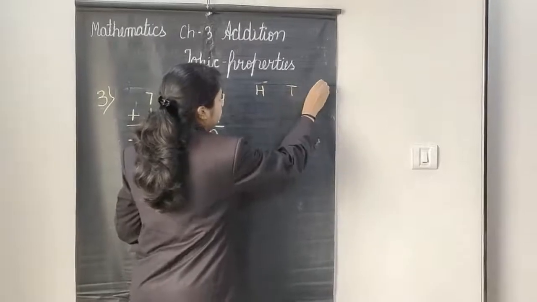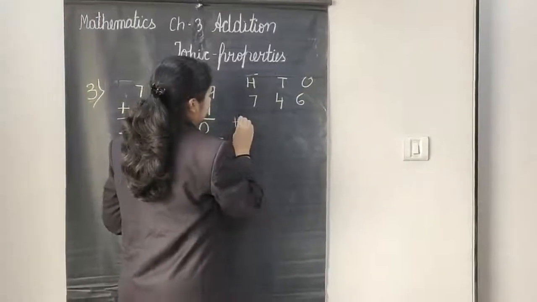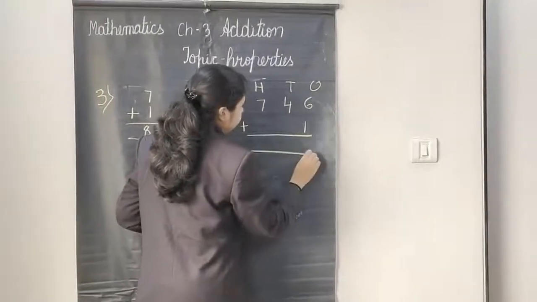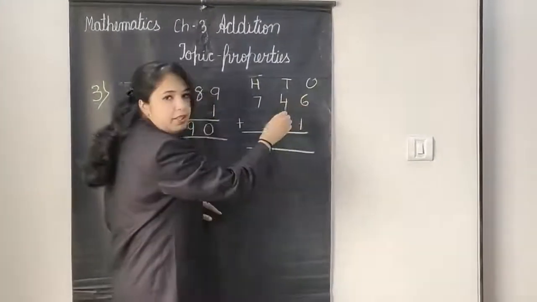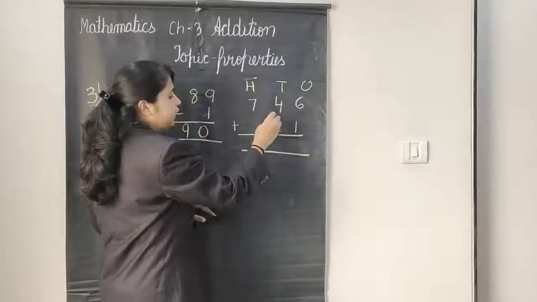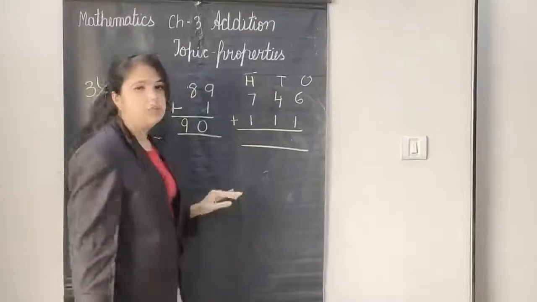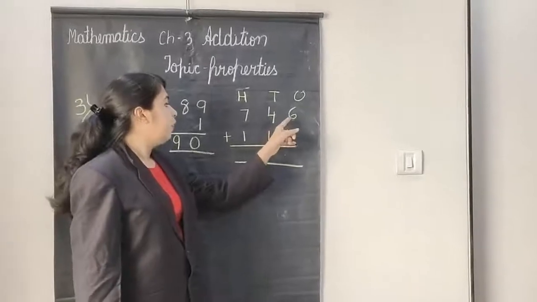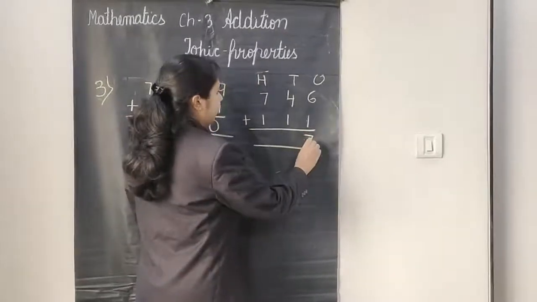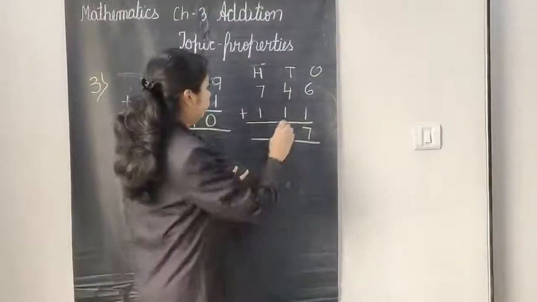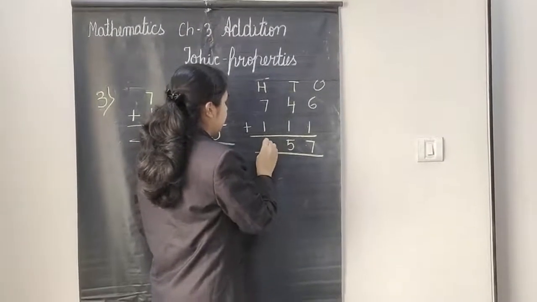Hundreds, tens and ones. 746 plus 1. So 7, 4 and 6, and I will write 1 here also. You don't have to think about the after number of 6, just write down 7. The successor number of 4 is 5 and the successor number of 7 is 8.